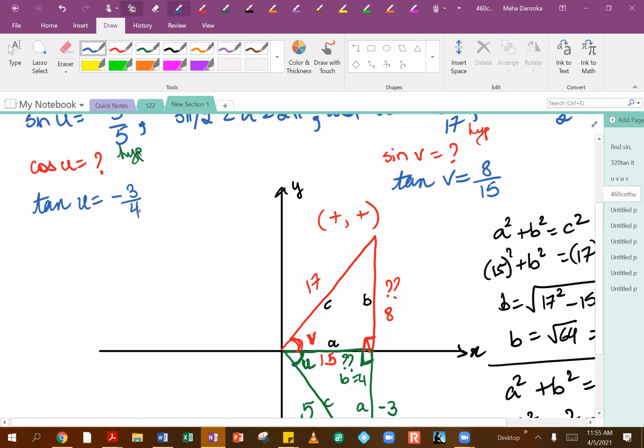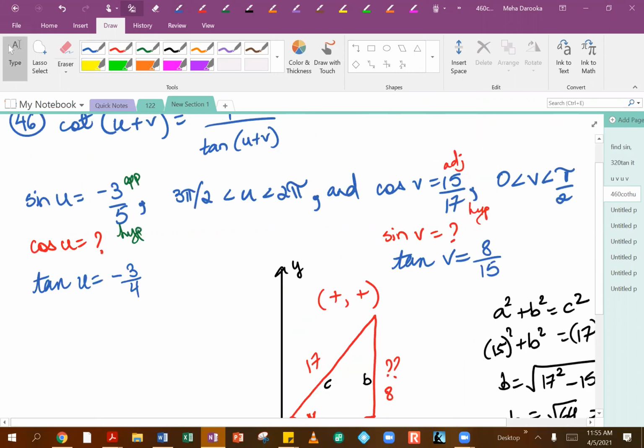And again, we had talked about this in chapter 1, guys. Anytime cosine or sine, one of those functions is going to be negative, your tangent function will end up being negative. So obviously, since your sine was negative, tangent will also end up becoming negative. So now we have our tangent value at angle U, tangent at V.